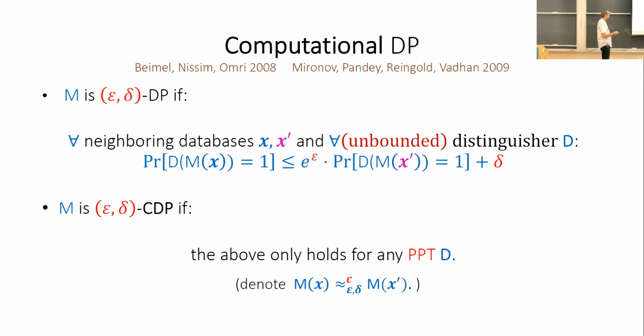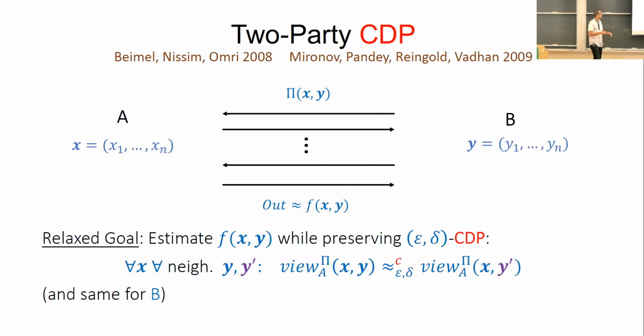So now we have a relaxed goal. We want to do two-party CDP, and the relaxed goal is to estimate some functionality while only preserving epsilon-delta CDP, where the views will be only computationally indistinguishable and not information-theoretically indistinguishable.